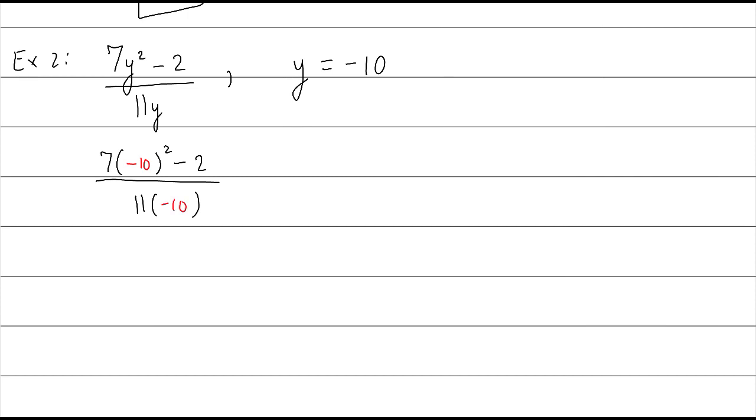Let's do our math magic here. Negative 10 squared, negative 10 times negative 10, is 100. So that's going to be 7 times 100 minus 2 over 11 times negative 10, which is just negative 110. Let's keep going. Order of operations says I should do that next. 7 times 100 is 700. Look at that big number. Minus 2 over negative 110. I don't like writing the negative in the bottom, so I'm just going to kick it to the outside. It means the same thing.